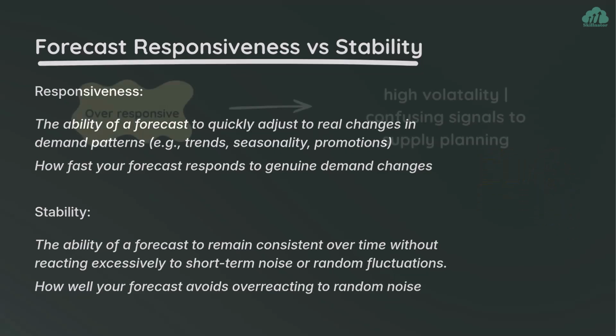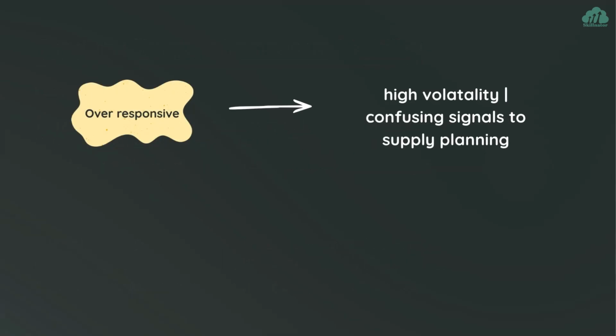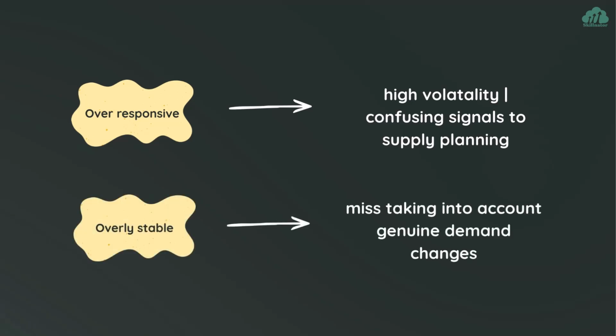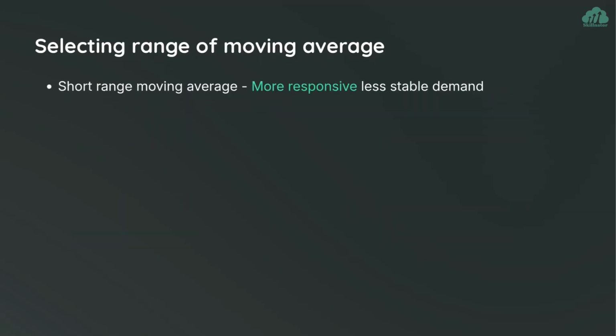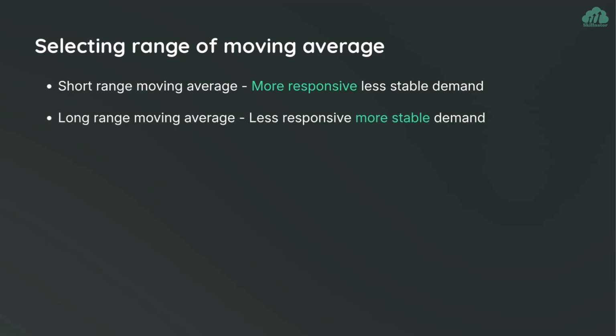An over-responsive forecast will lead to high volatility, which can ultimately give confusing signals to supply and production teams. An overly stable forecast, on the other hand, is good for supply planning teams. However, it might not appropriately take into account genuine changes in demand. A shorter moving average, like a 3-month average, reacts quickly to recent demand changes, and that's why it's more responsive. A longer moving average, like a 12-month average, reacts slowly to demand changes and is more stable.